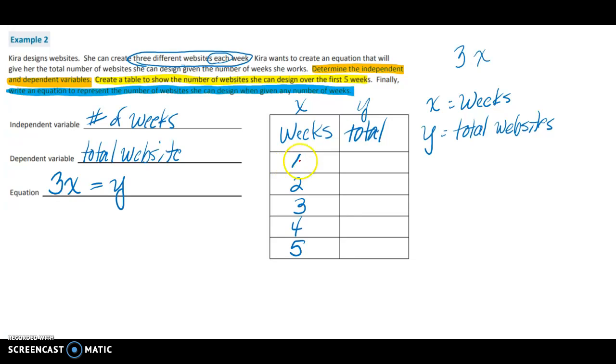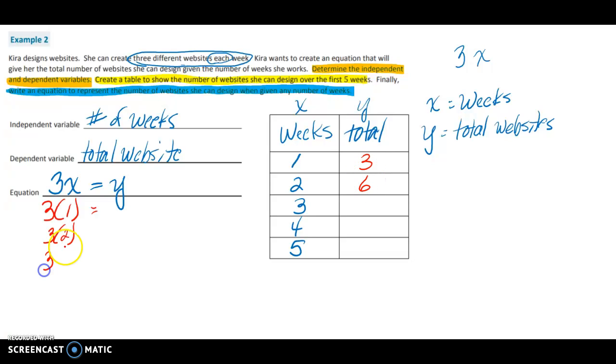So I'm going to start right here with the number 1. I'm going to put it in for X. So I have 3 times 1. That equals Y. Well, what is 3 times 1? We know 3 times 1 is 3. So in week number 1, she had a total of 3 websites. Now let's look at the 2. Plug it right in for X. So here we have 3 times 2. That equals Y. Well, what is 3 times 2? 3 times 2 is 6.